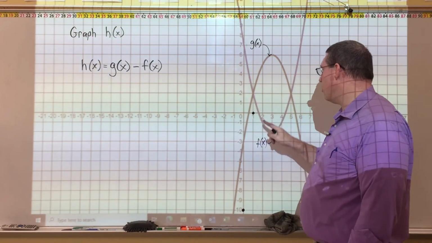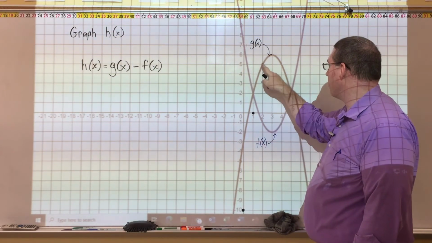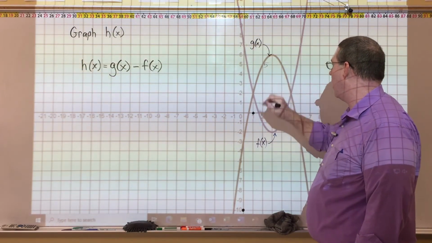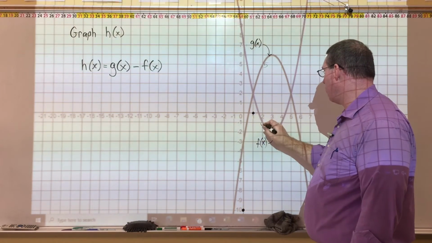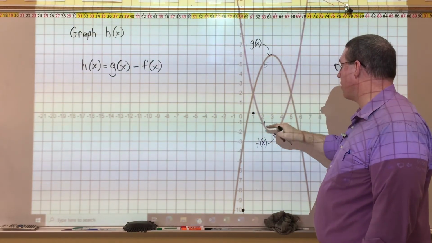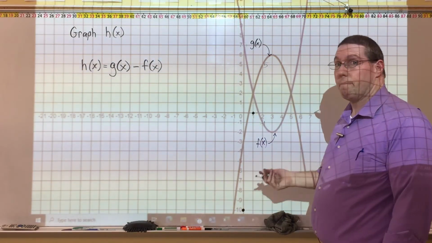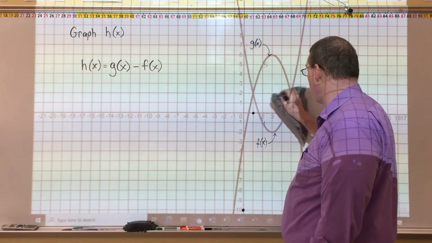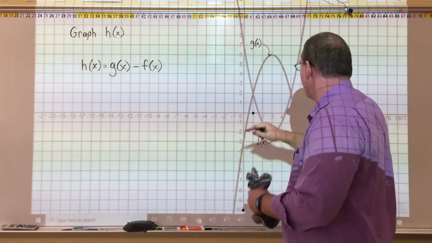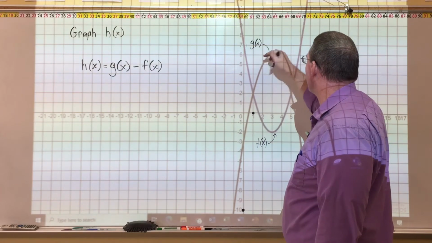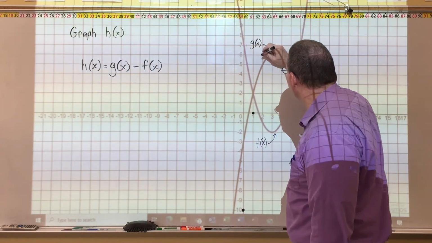All right, so at x equals 2, g of x is up here. That's 5, okay, 5. And f of x is -1, and so 5 minus -1, that's +6, right? Okay, so we're going to plot 2 and 6. 1, 2, 3, 4, 5, 6. That's way up here. I'm going to plot that point right there.